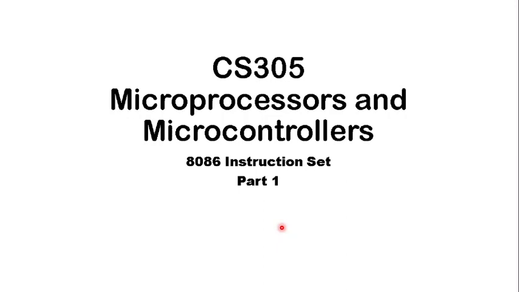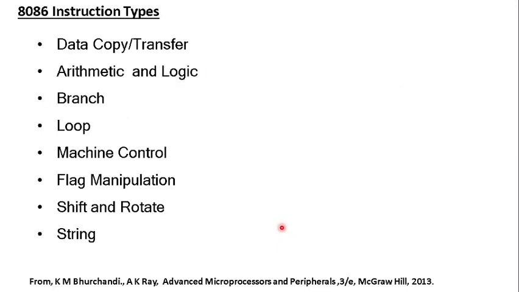So we will see about the 8086 instruction set. These are the broad categories of instructions in 8086. We have data copy or transfer instructions, which will help in data movement. We have arithmetic and logic instructions helping us in arithmetic and logic operations. We have branch instructions, which will help the control flow to move to a particular address.